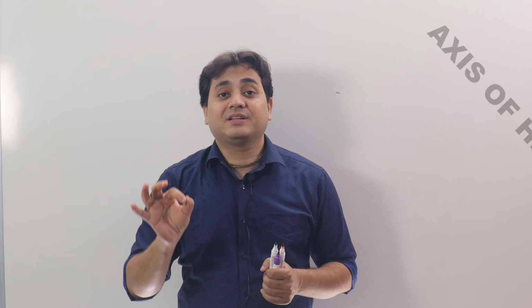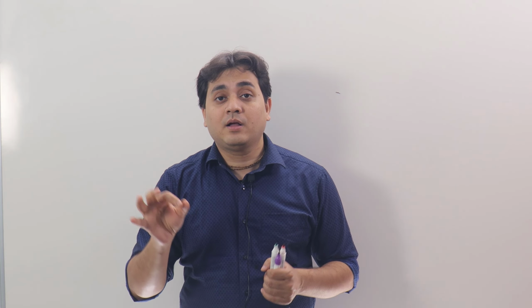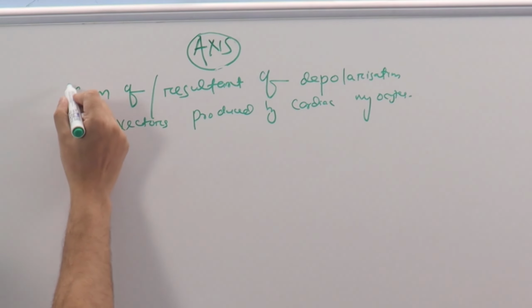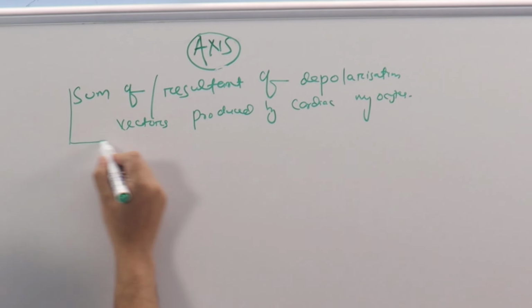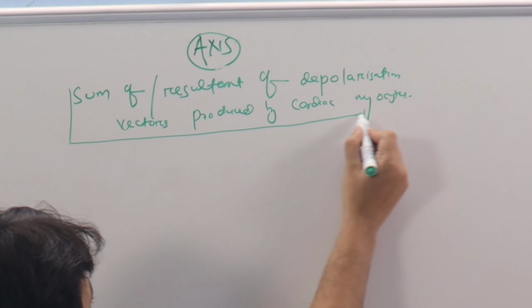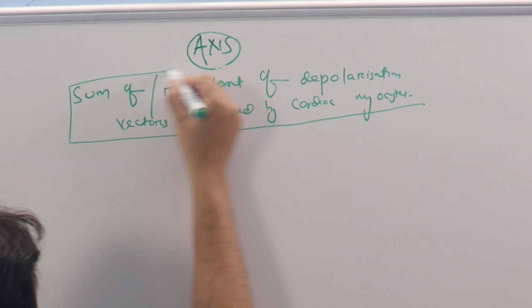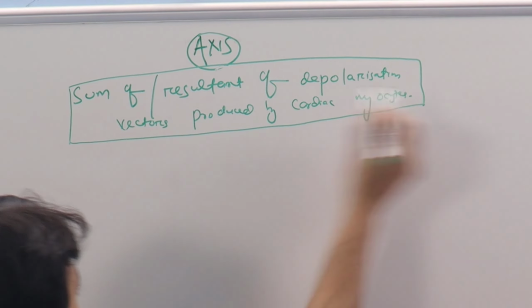By definition, the axis means the summation of all the depolarization vectors that are produced by different cardiac myocytes. So what is the axis? It is the sum, or resultant, of the depolarization vectors produced by different cardiac myocytes, right?